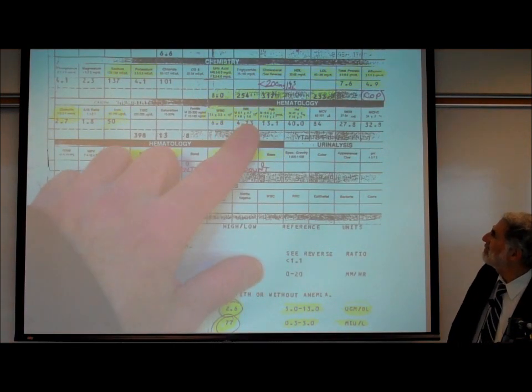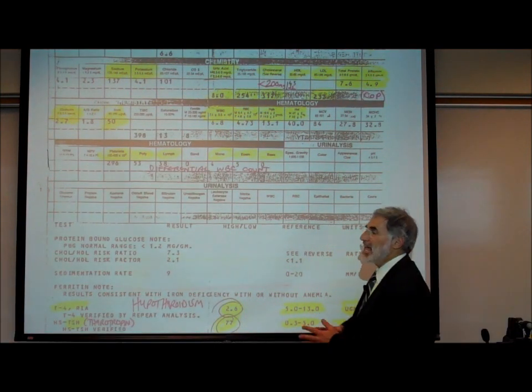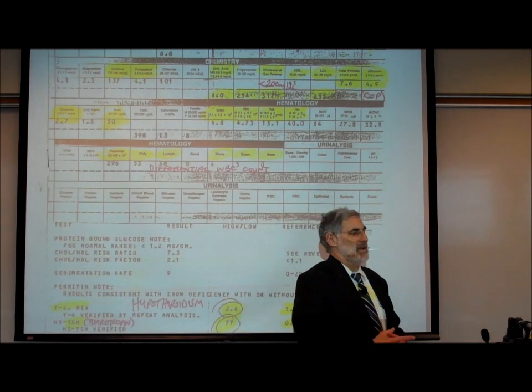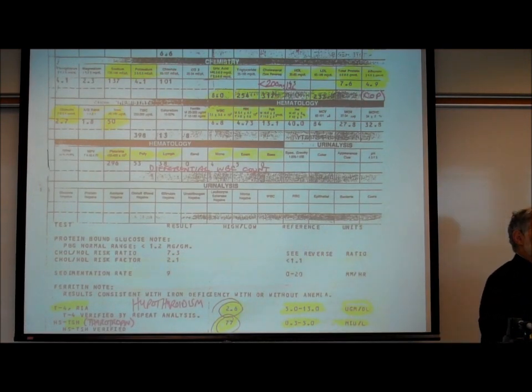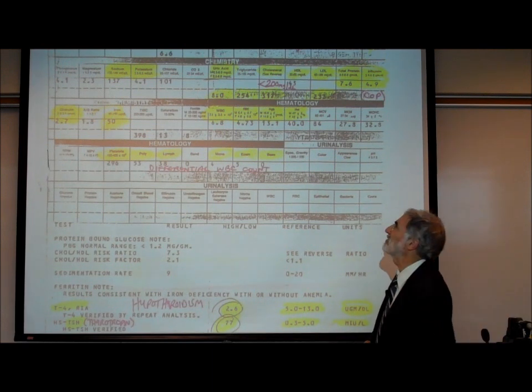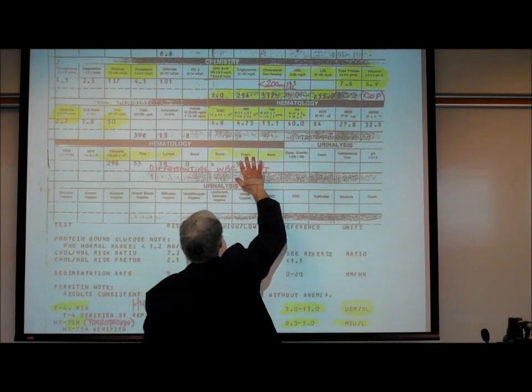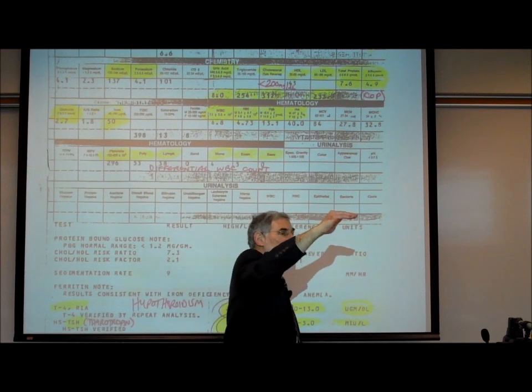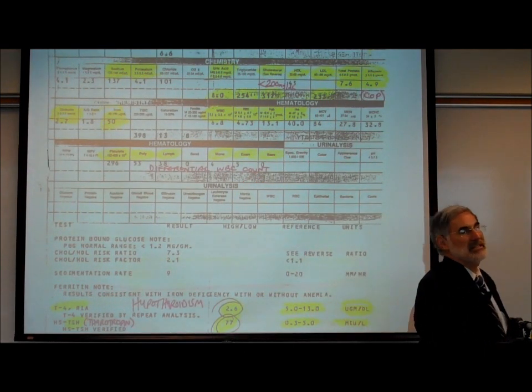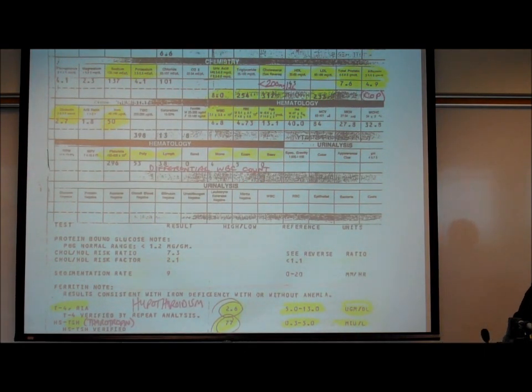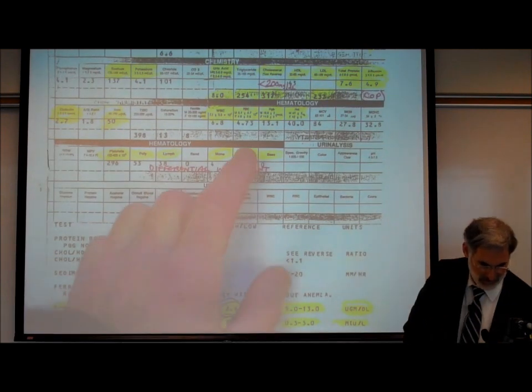Okay, then the red blood cell count. We asked you to memorize that a normal red blood cell count is 5 times 10 to the 6th, 5 million. Hers is 4.73. That's within the normal range. Notice that women, females, have a lower red blood cell count than males. But hers is still within a normal range.